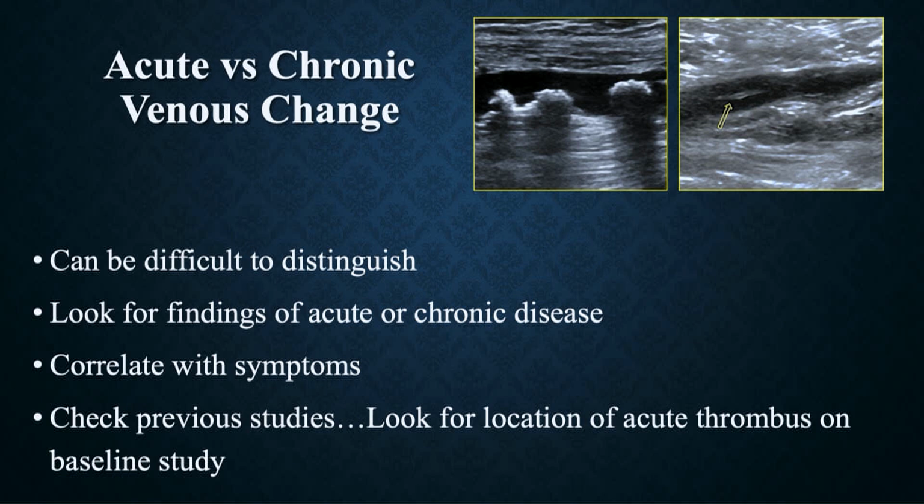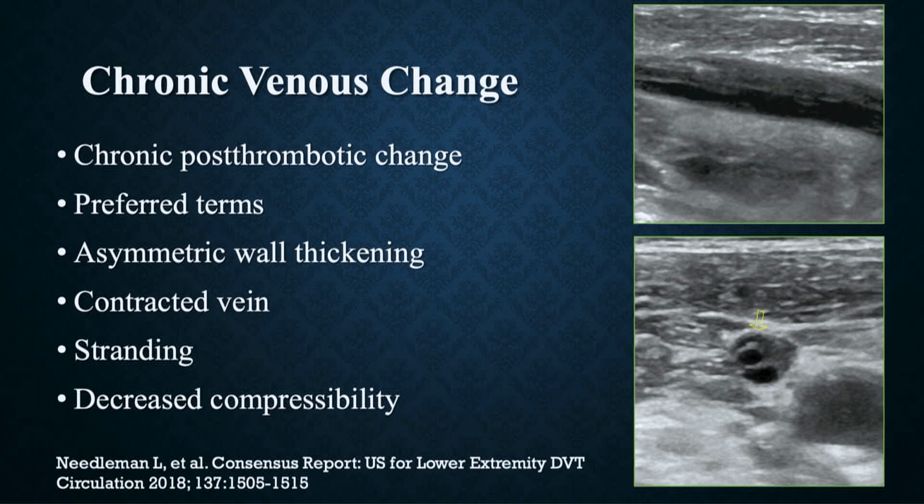That's what we talked about yesterday. Why would you follow up a patient who has known PE? Because you want to document where the thrombus is in the veins. So when patients come back, you can say whether you think it's new or old. Very helpful to know that. So check for previous studies. Look for where the location of thrombus was on that baseline. That will help you interpret the current examination. So again, chronic venous change or chronic post-thrombotic changes, those are the preferred terms to use when you see this. Chronic DVT confuses people. That's why we don't use that term.